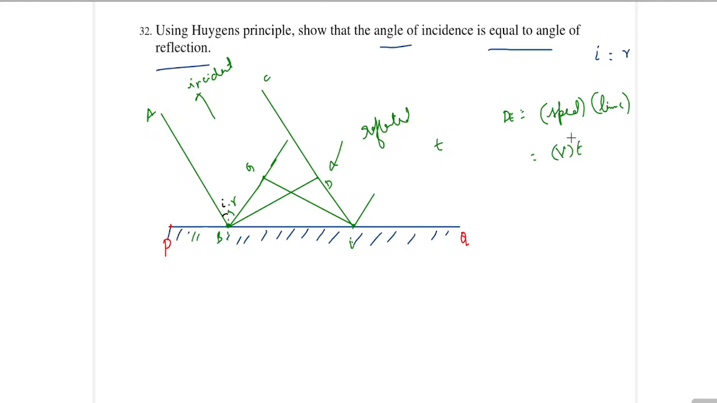Some books will write C also, assuming the light is moving in air. So we'll call it V. There's no difference in what you write here. D to E is V into T. So the distance between point D and point E is V into T. Similarly, the distance between point B and point G should be V into T only, the same distance.